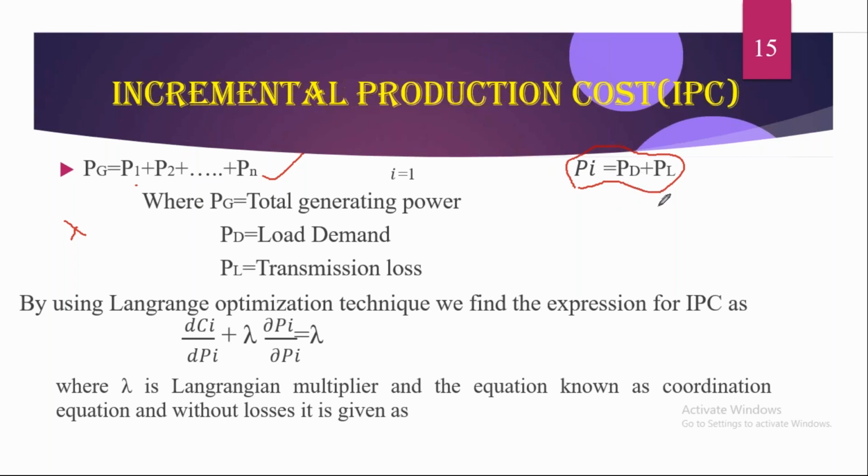And how can we find this value? By using the Lagrange optimization technique, that is this one. We have considered two cases. The Lagrange function is differentiated with respect to P and with respect to lambda. That should be given by the Lagrange multiplier. Finally, we can find the lambda in that particular case. After scheduling, we can get the absolute value of lambda. That is called the coordination equation without losses, given by lambda.